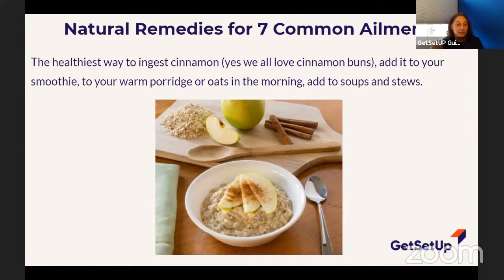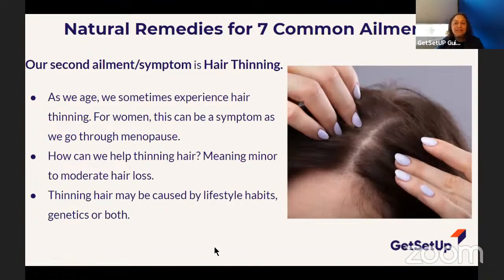If you're going to sprinkle it in your coffee, like Sue does, or in your oatmeal, I don't think you need to tell your doctor you're having cinnamon on your oatmeal. But again, that's up to you and how much you share with your doctor in terms of your health and what's going on. So let's move to the second ailment.